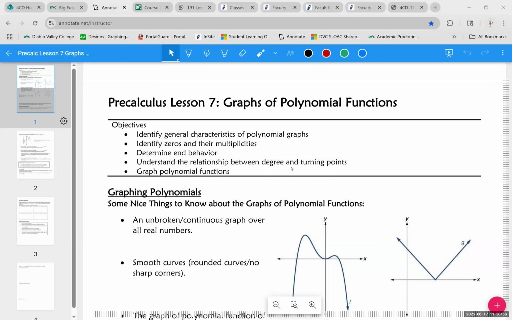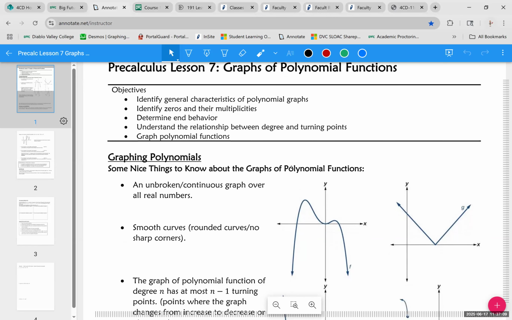Welcome to lesson 7, graphs of polynomial functions. So in this lesson, we're going to talk about the general characteristics of what polynomials look like when they're graphed. We will identify some things about their graph behavior, including the things that happen on the ends and what's happening around x-intercepts.